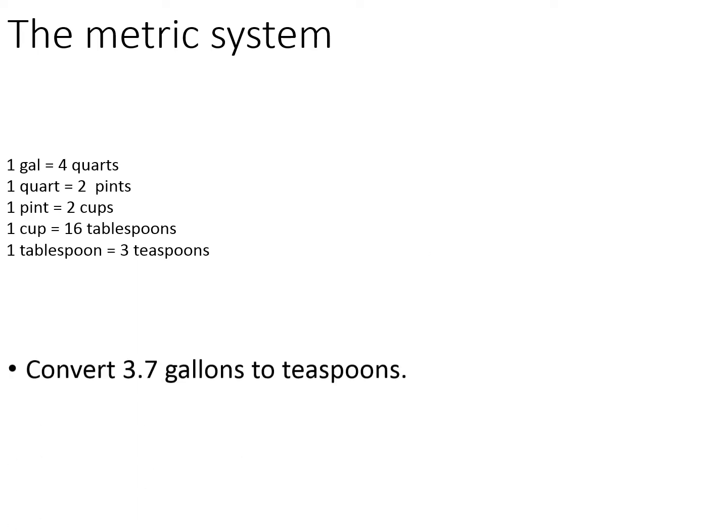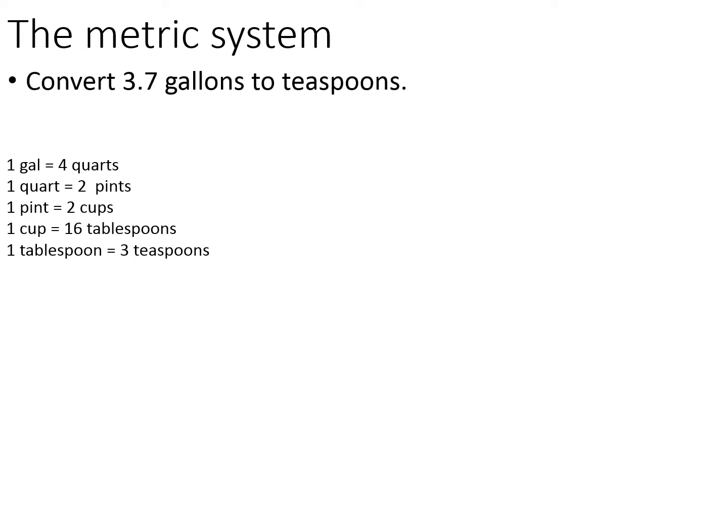All right, the metric system, again, here is not the metric system. 3.7 gallons to teaspoons. How do we do it? I'm going to go through this one really slowly for you. And this manner of doing conversions can and should be used to do conversions in the metric system. It's a way of checking that your answers are correct. So you're going to use the units. So include the units here when we do the math.